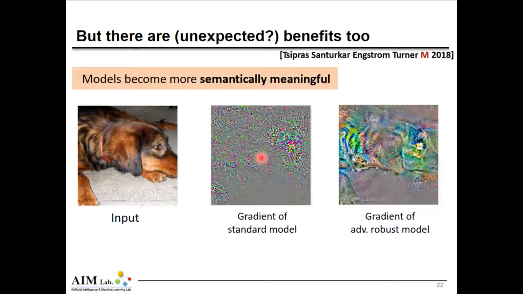But there are some unexpected benefits beyond just being robust. It turns out that robust models tend to be more semantically meaningful. As shown in the figures, what they discovered is that we can get this saliency map from the gradient of an adversarially robust model, and it's more semantically meaningful than the gradient of a standard model for this input. This is some unexpected benefit of the adversarially robust model. Thank you.